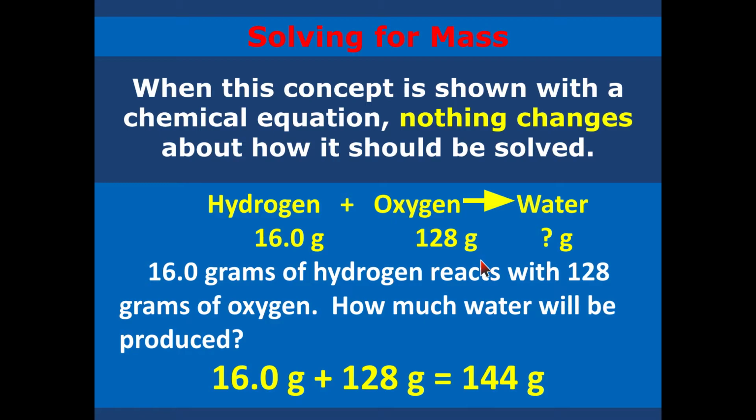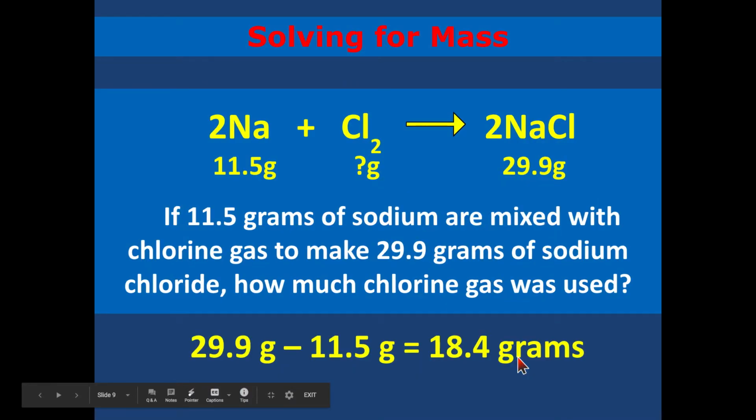Solving for mass, when the concept is shown with a chemical equation, nothing changes about how it should be solved. For example, hydrogen 16 grams plus 128 grams of oxygen gives you how much water as far as the molar mass is concerned? That would be 144. Same thing here, another question. You can look at that, pause it, check it out if you wish.